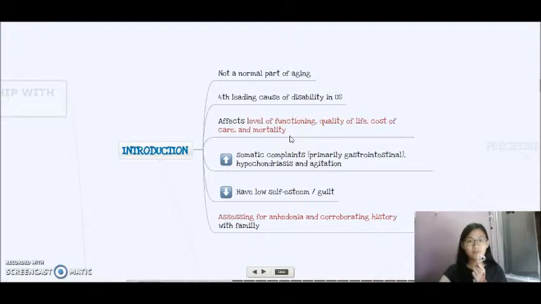Compared to young people, elderly who have depression tend to have more somatic complaints, primarily gastrointestinal, hypochondriasis, and agitation. But they also tend to have less problem about low self-esteem and guilt. To assess depression among the elderly, we should notice anhedonia and corroborate history with their family.